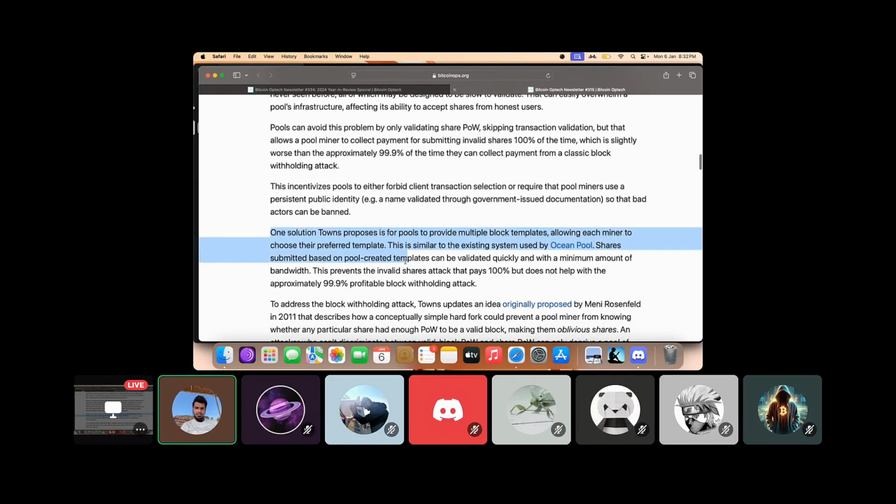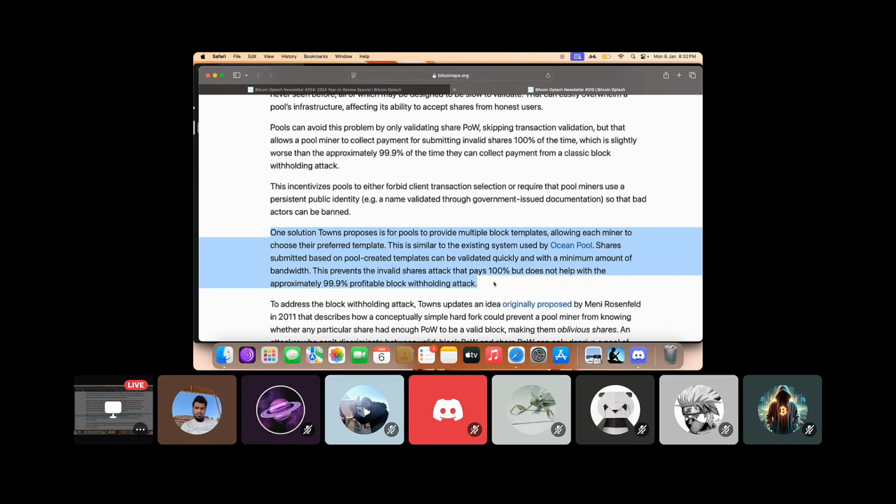One solution Town proposes is for pools to provide multiple block templates, allowing each miner to choose their preferred template. This is similar to the existing system used by Ocean Pool. Shares submitted based on pool-created templates can be validated quickly and with a minimum amount of bandwidth.